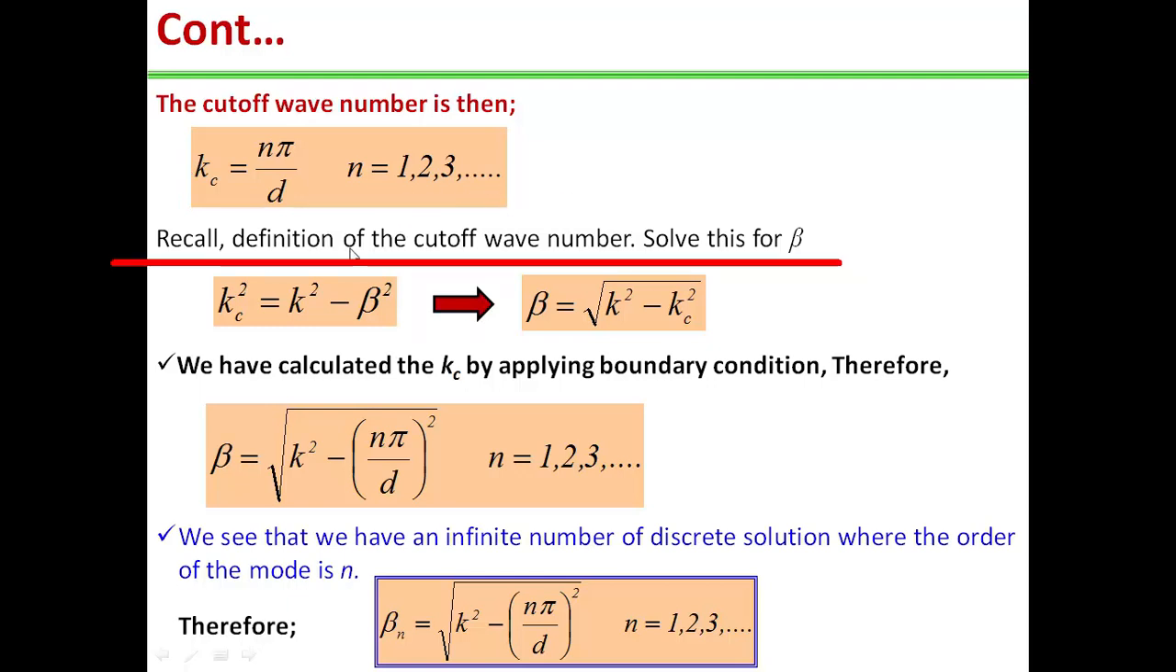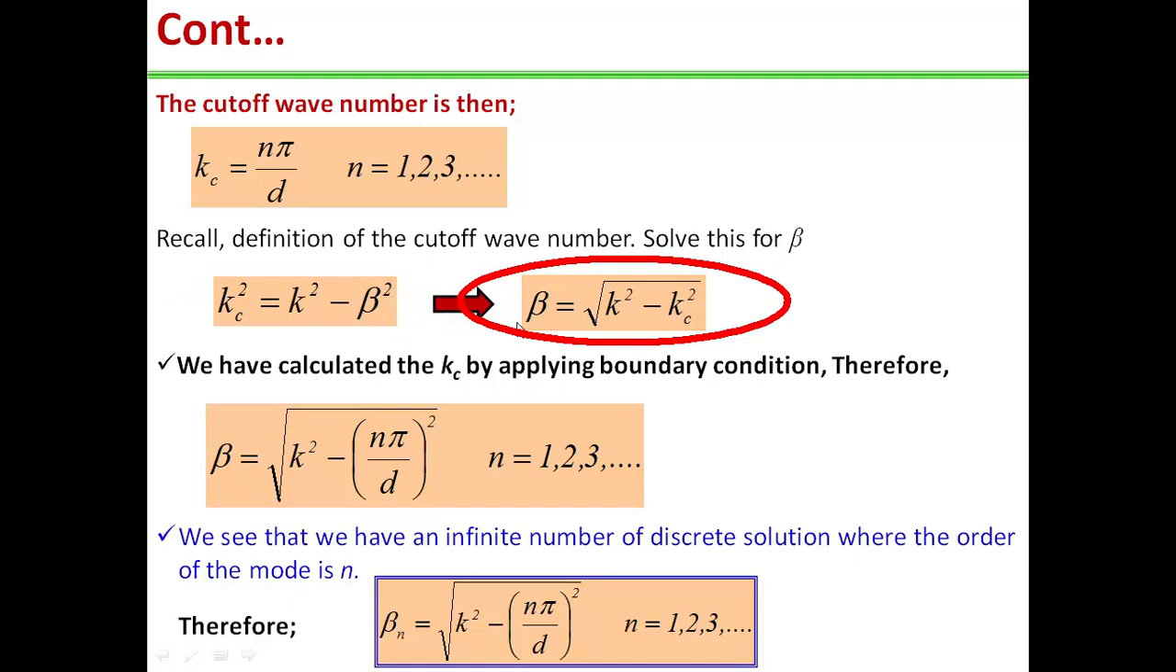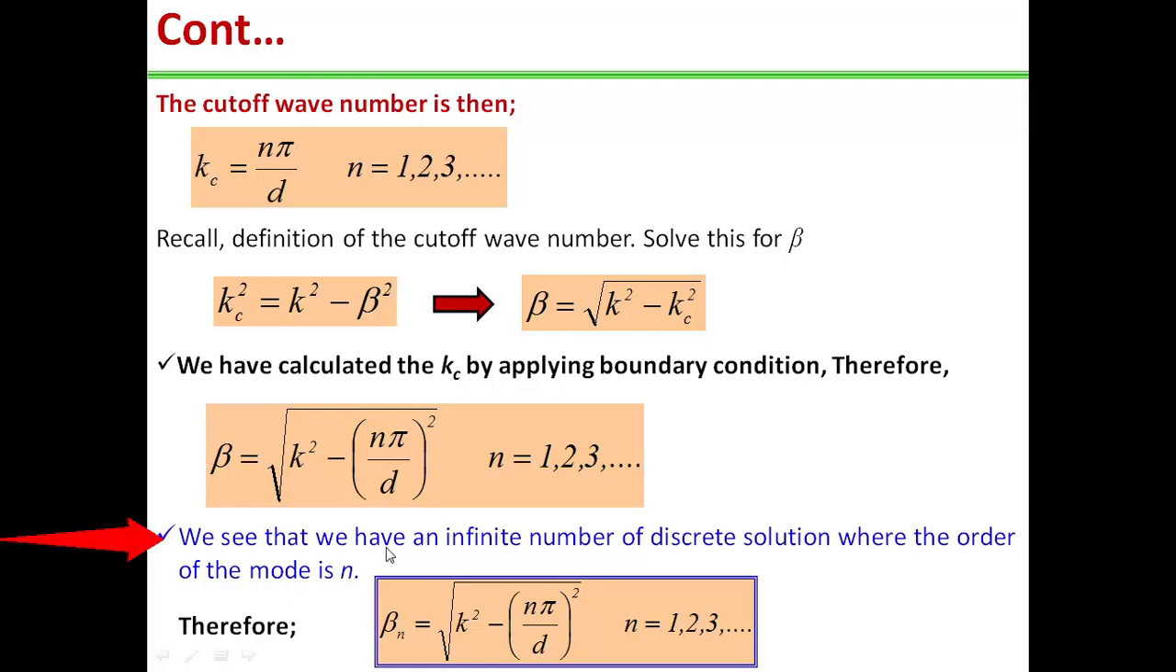Now recall the definition of cutoff wave number to solve for the phase constant beta. We know that kc² = k² − β². After solving, we have the phase constant β = √(k² − kc²). And we have already calculated kc by applying the boundary condition. Therefore, we have β = √(k² − (nπ/d)²), where n varies as 1, 2, 3, 4 and so on. Now, we see that we have an infinite number of discrete solutions, where the order of the modes is n.